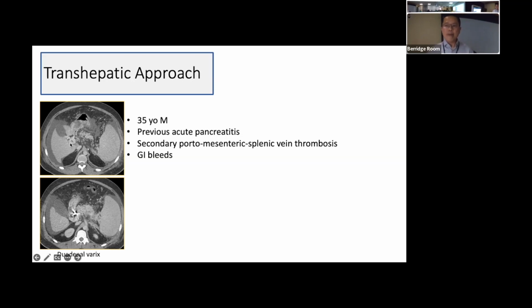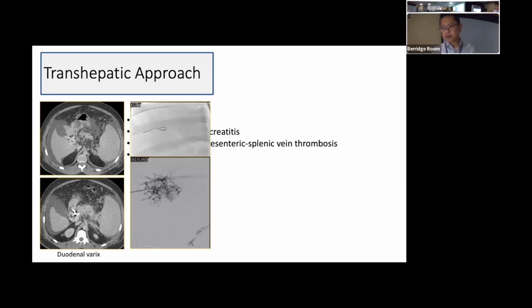So CT shows obviously obliterated SMV and portal vein, and you can see these collaterals here, around the duodenum. He had previous coils elsewhere for GI bleed. So it was postulated that the duodenal varix here is the main cause of his bleeding on endoscopy. And because there is no way to do the transjugular approach, as the vein is completely occluded, I came in through the transhepatic approach.